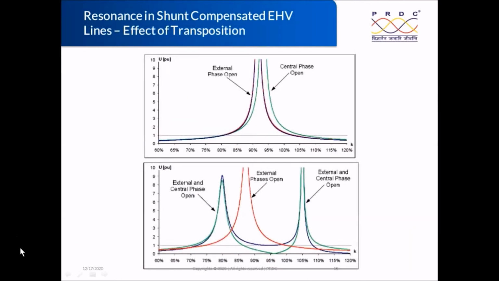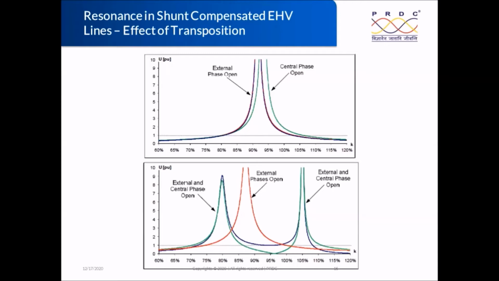Now, this resonance in shunt compensated lines: what is the effect of transposition? Suppose you take the horizontal tower, same thing. We have the external phases and the middle phase for the horizontal configuration. Here you can see that for the external phase, the degree of compensation at the resonance point is moved.